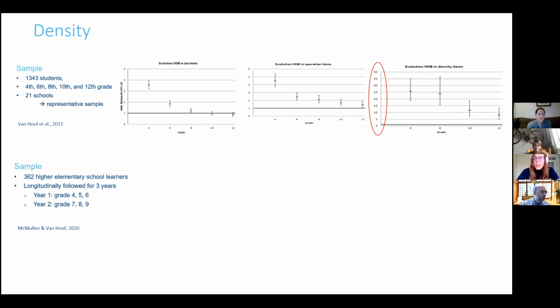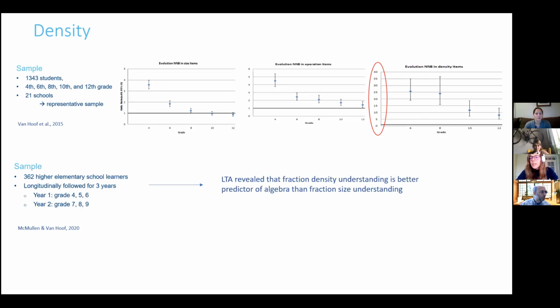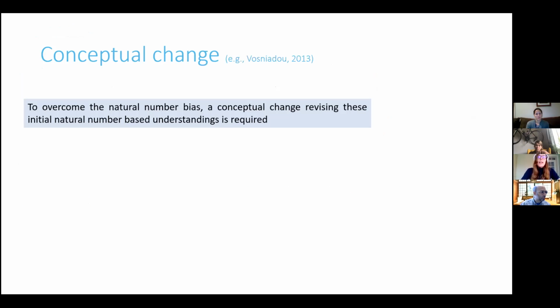Another reason is another study that I conducted together with Jake, who was the second presenter today. A longitudinal study in which we followed learners for 3 years, and latent transition analysis in this study showed that actually the fraction density understanding is a better predictor for algebra performance than fraction size understanding. So in sum, it is an important predictor of later mathematics, such as algebra, but it's also a really stumbling block for many learners.